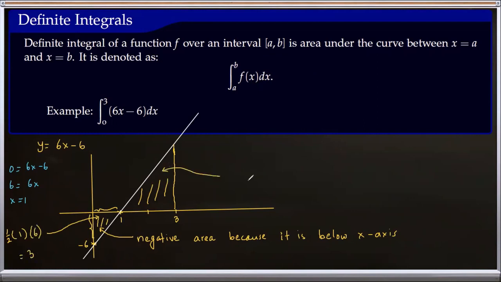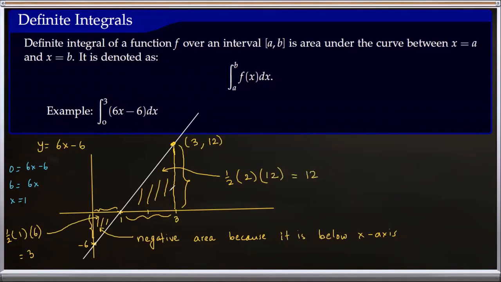And for this one, we have 1/2. So this length is 2. And we also need the height, which will be this length here. For that, we can find the coordinates of this point. For x equals 3, you just plug in x equals 3 in the given function. 3 times 6 minus 6 will come out to be 12. So the height is 12. This will give you 12.